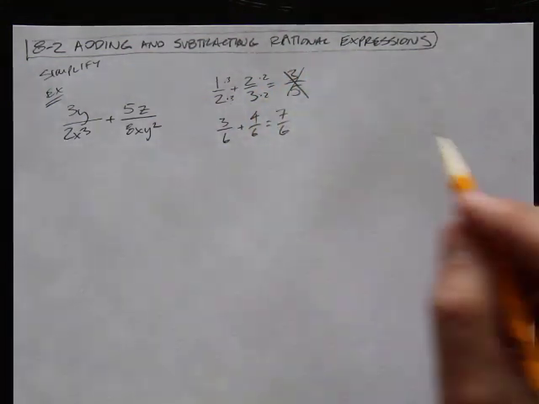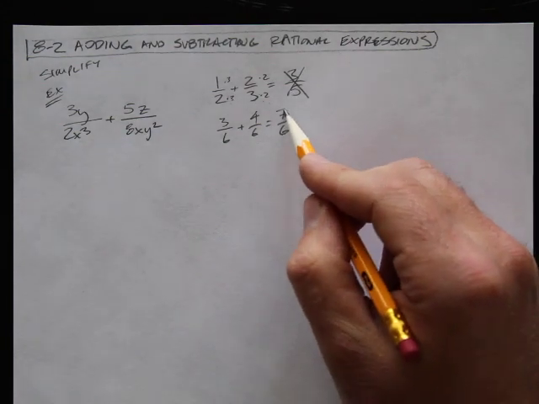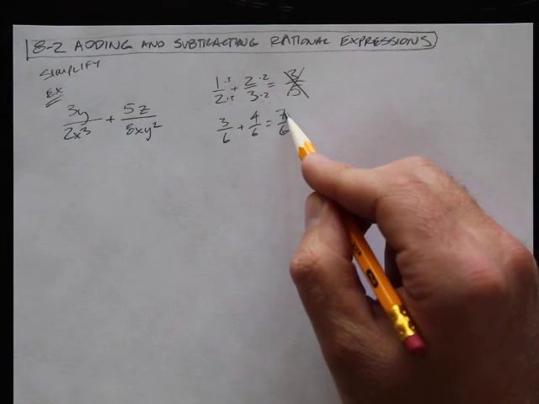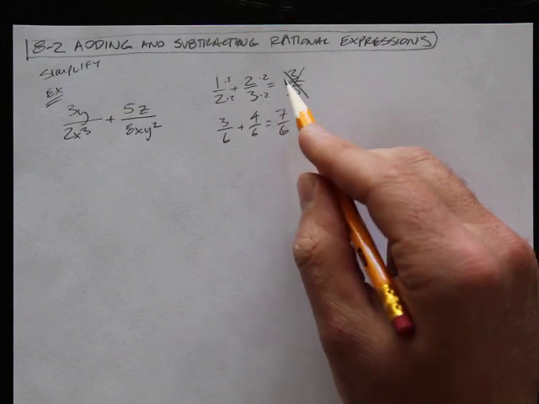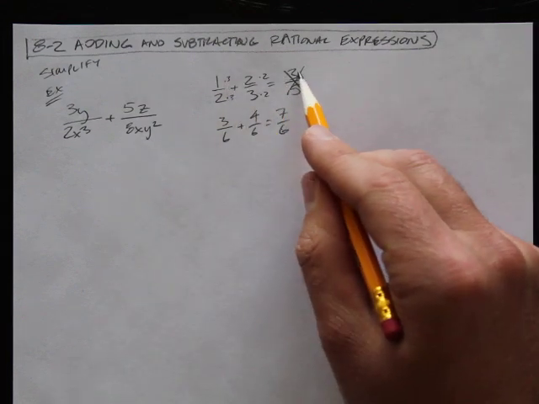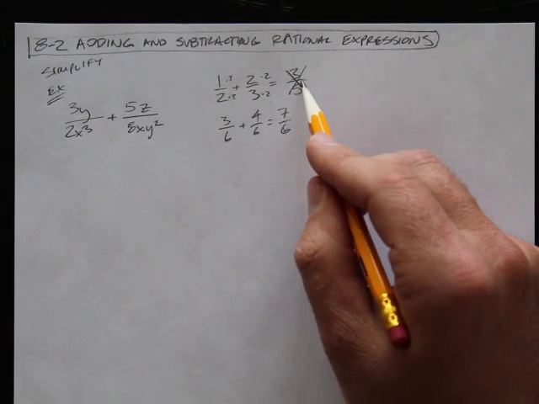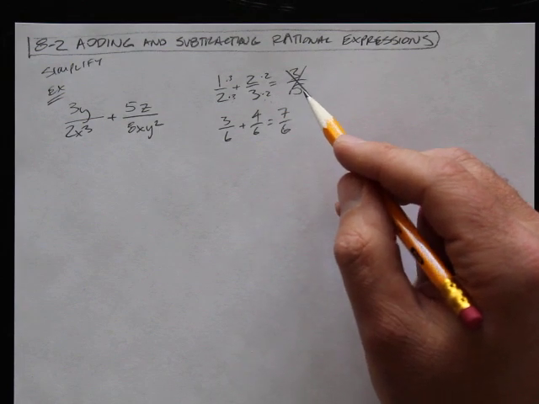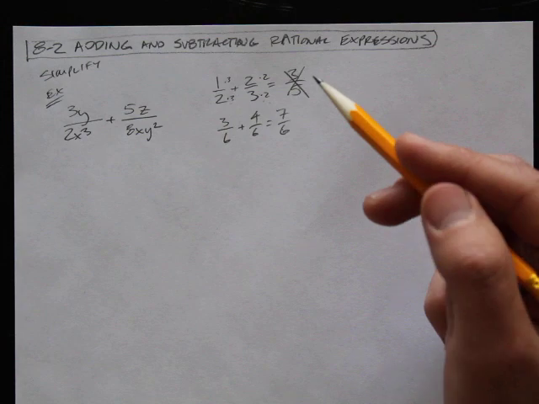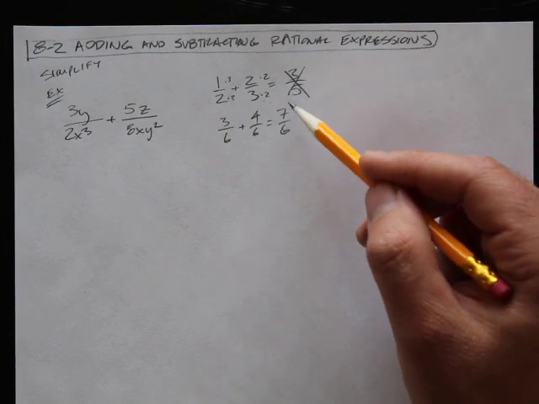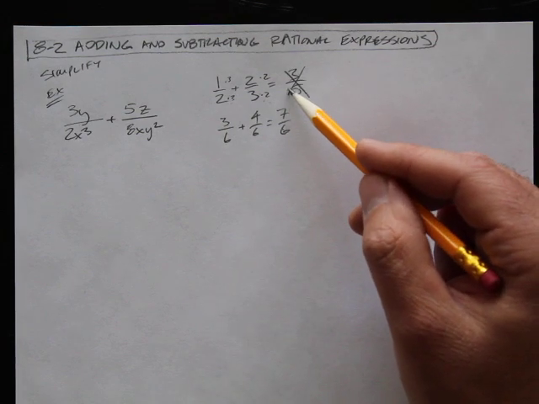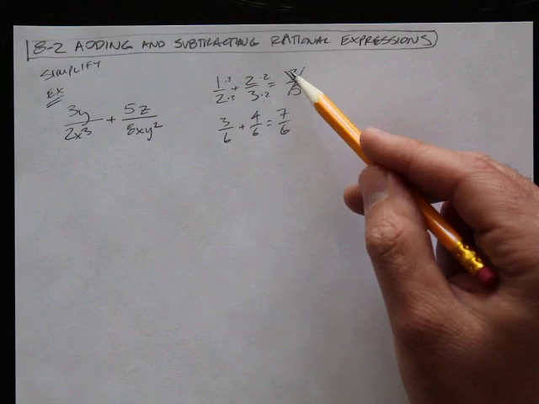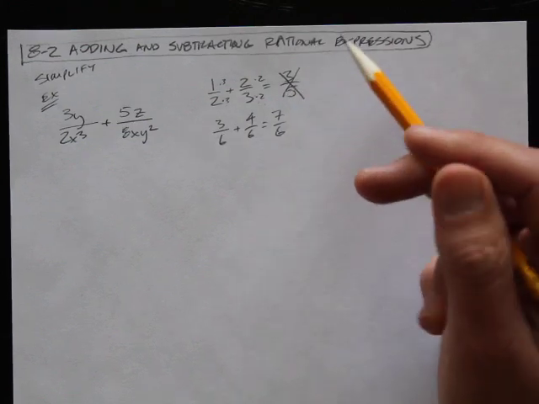And so that's the way we do that. Notice how different this answer is. 7/6, that's 1 and 1/6. If we did it this other way, that's the wrong way, we would get 3/5. That's like half of the answer. Anyway, it's not exactly half, but it's fairly similar. Either way, it's way off.